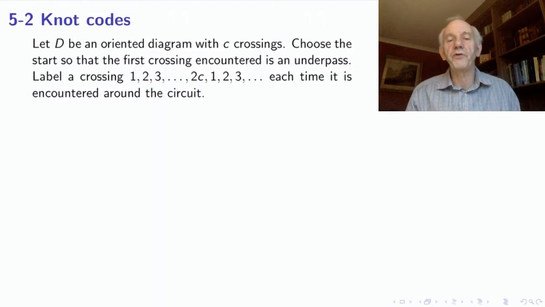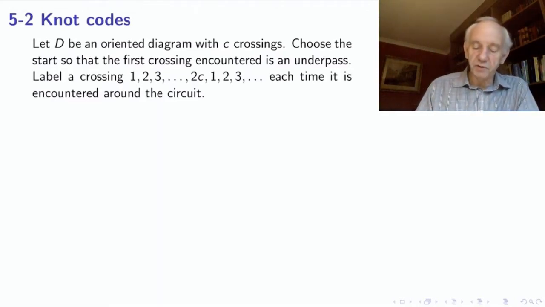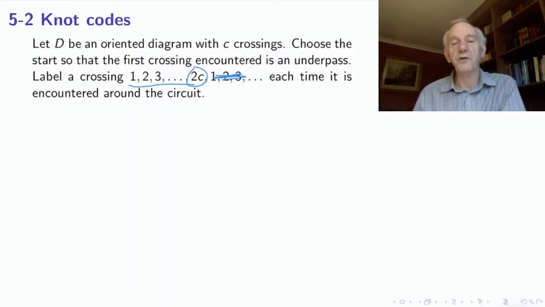It's really the code of a knot diagram, and starting somewhere in a given direction, going round the circuit and labeling the crossings. Now, each crossing is covered twice. You go over it and under it in one order or the other, so it will have two integers associated to it. So if there are C crossings, you'll end up using 2C labels, and you use these successively. So you'll go up to 2C and then you start again. We're not interested in what happens when you start again.